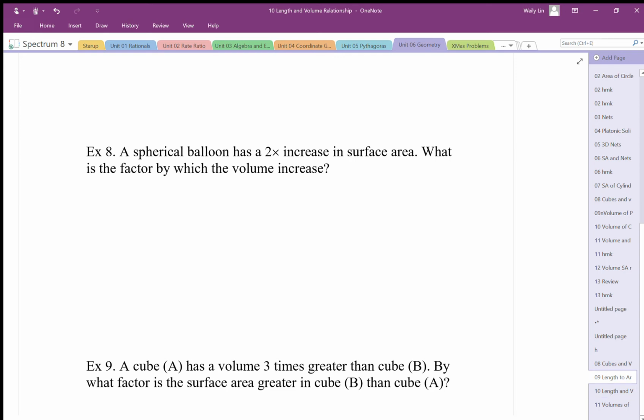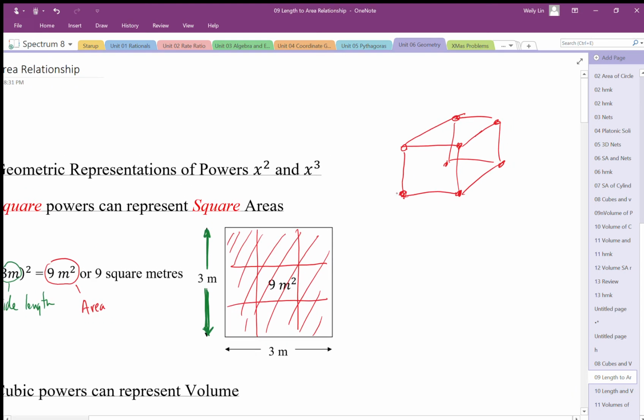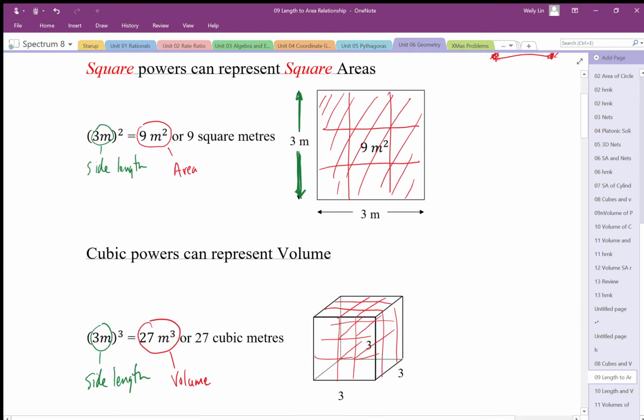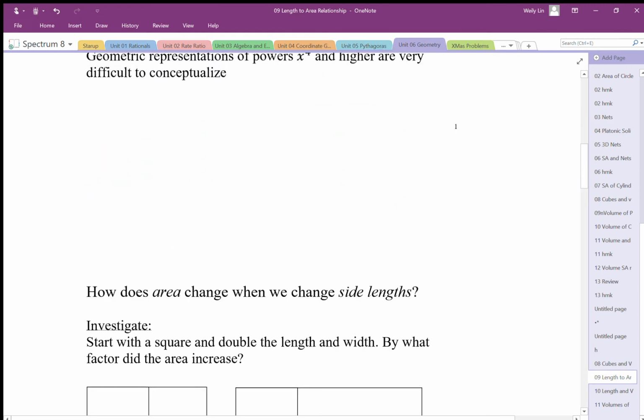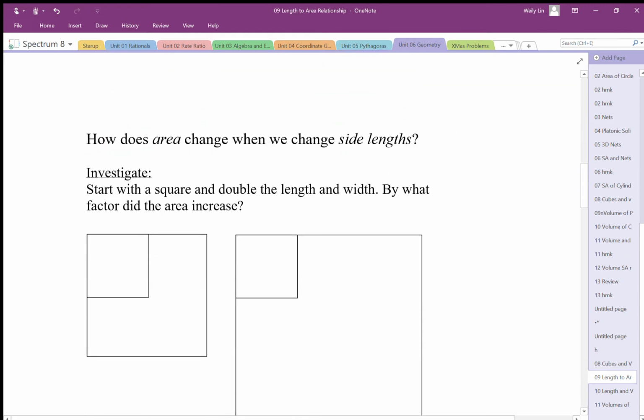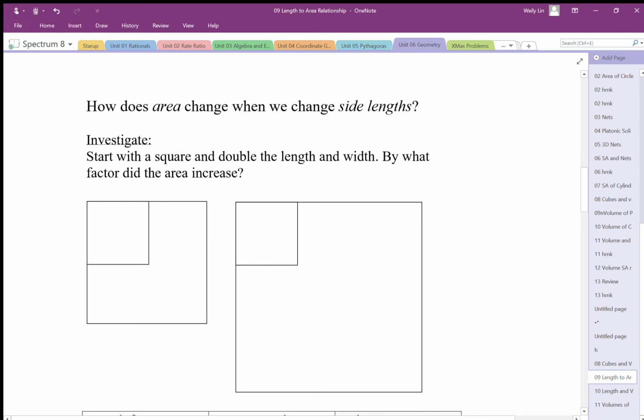So when we look at this then, what are some problems that we can do? One of the things we want to look at is how does area change when we change the side length? And what we want to understand is how does the multiplier change?